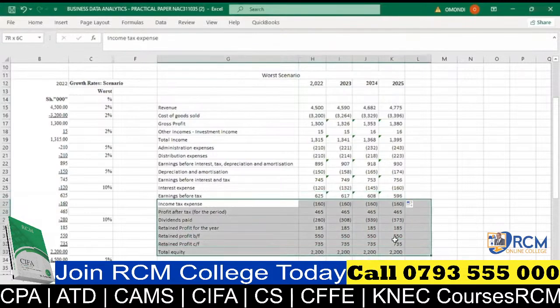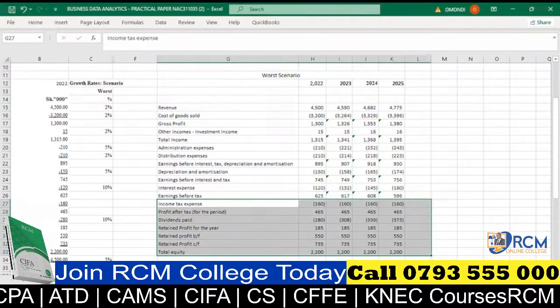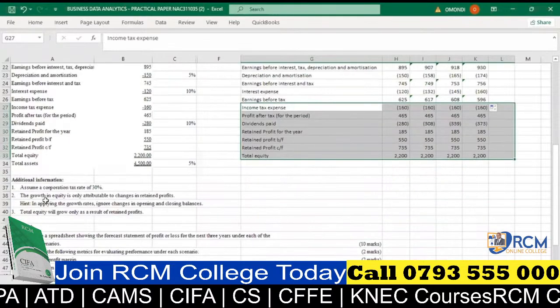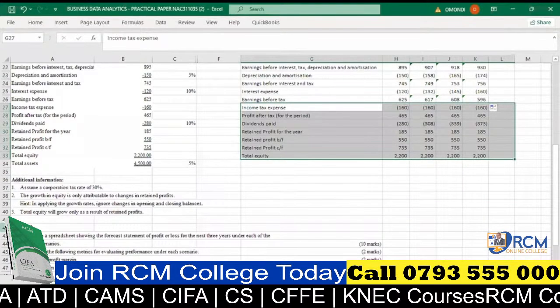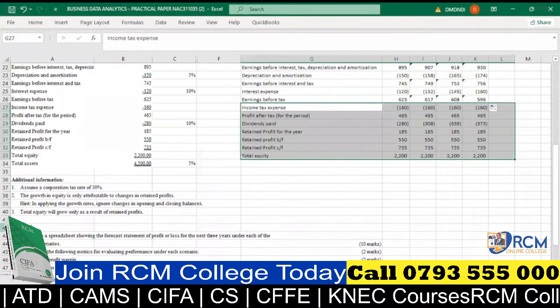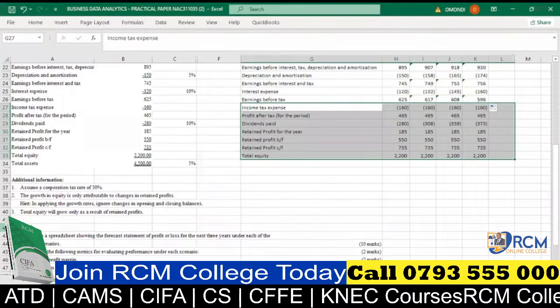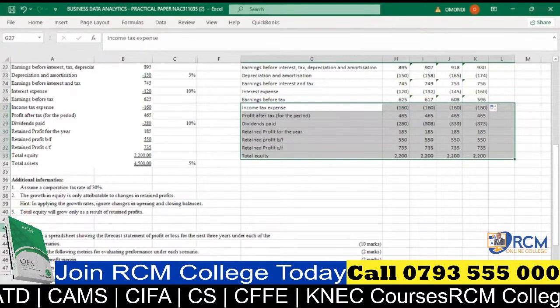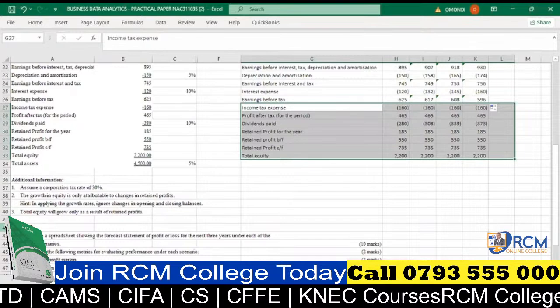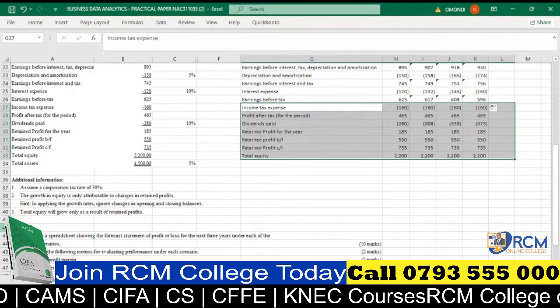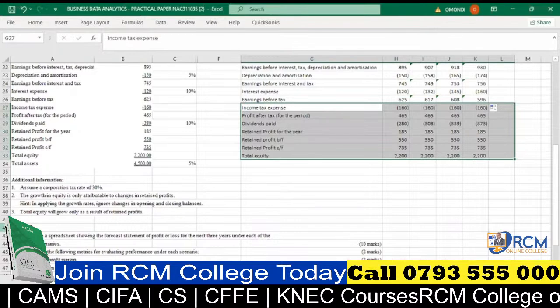Then this side here, the examiner adds some instructions which we need also to look at. So assume corporate tax is 30% of the earnings before taxes. The growth in equity is only attributed to changes in retained profits. The equity will grow only as a result of the retained profit. So that one is well taken care of.